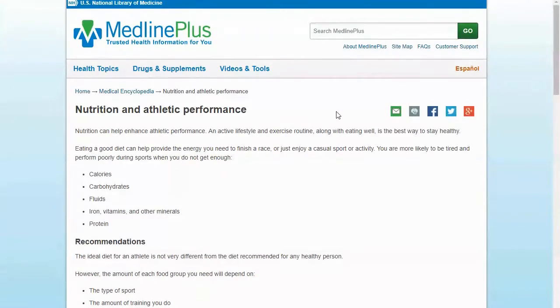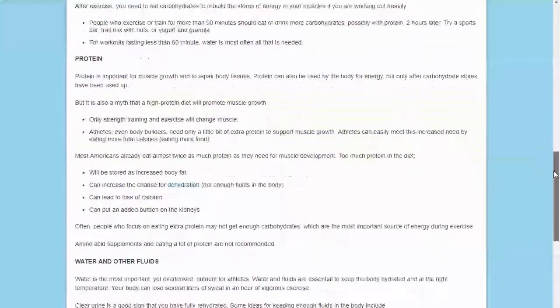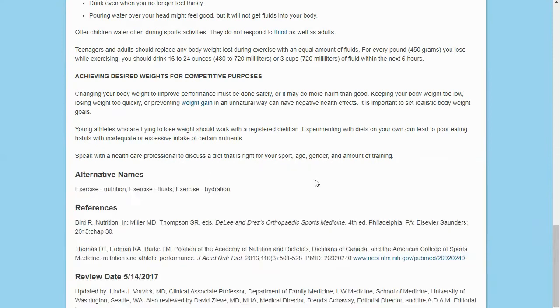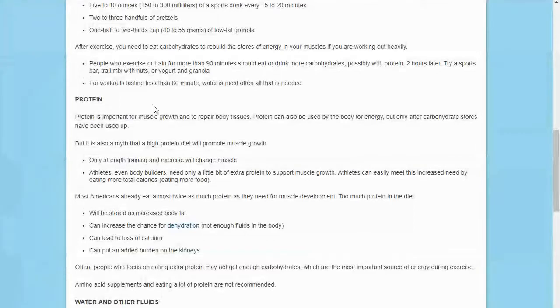Another example here on this medlineplus.gov site, down at the bottom, is references. So these are two references that the author used to inform themselves about this topic so they could write this article.